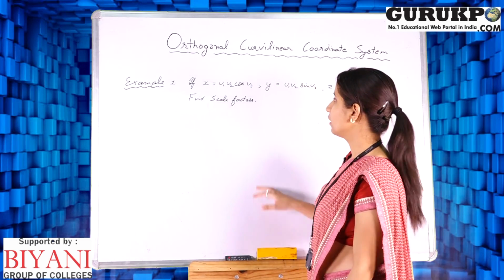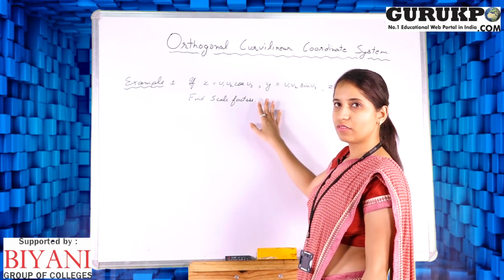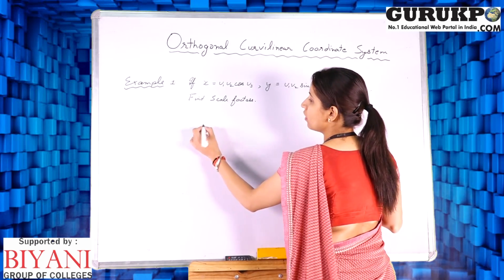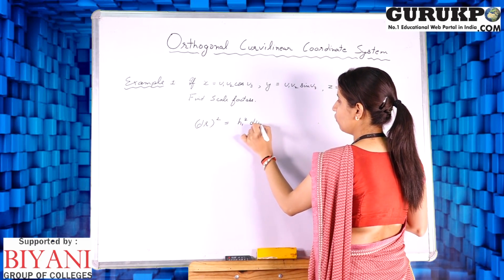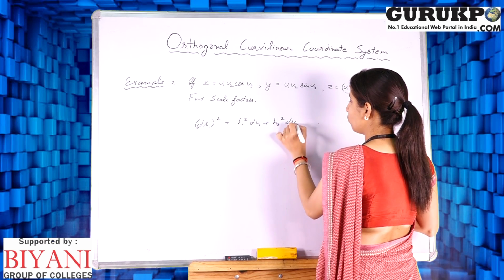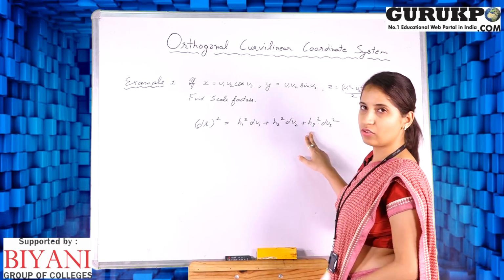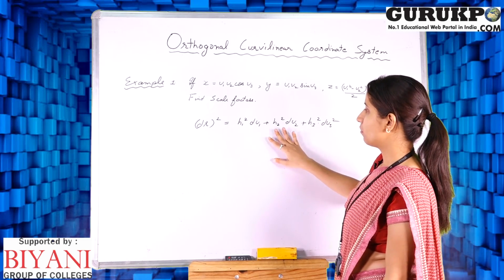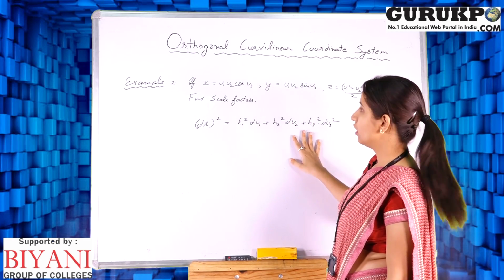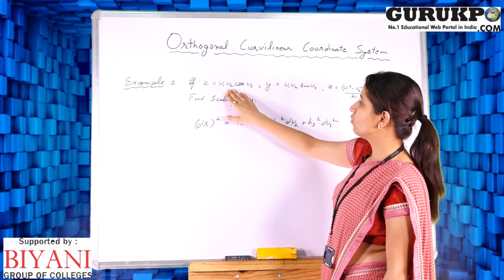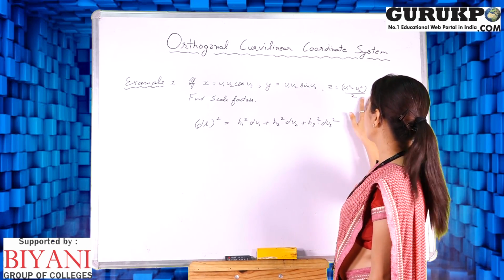Now we will see one example where x, y, z values are given and you have to find the scale factors, the values of h. The last equation, that is the line element dr square, its value was h1 square du1 square plus h2 square du2 square plus h3 square du3 square. So here h1, h2, h3 are the scale factors. We have to find this, but there is one problem: values are not given in terms of h1, h2, h3. They are given like x is u1 u2 cos u3, y is u1 u2 sin u3, and z is u1 square minus u2 square by 2.